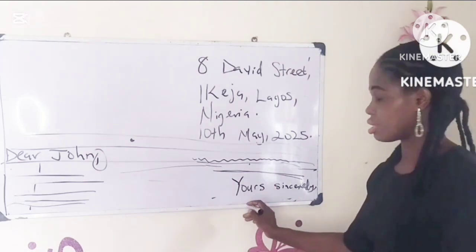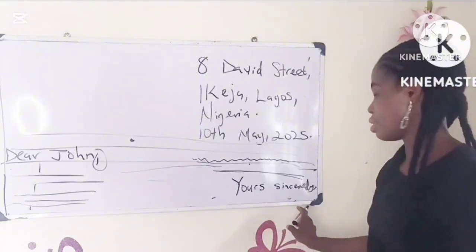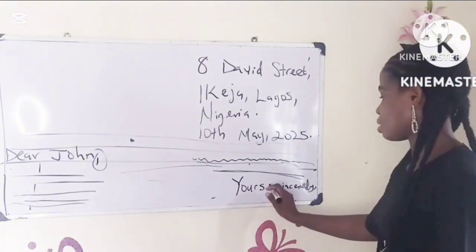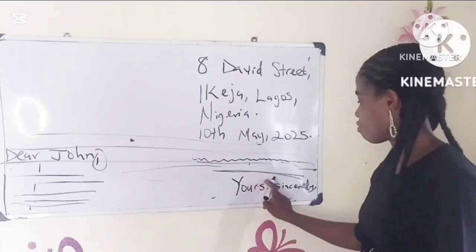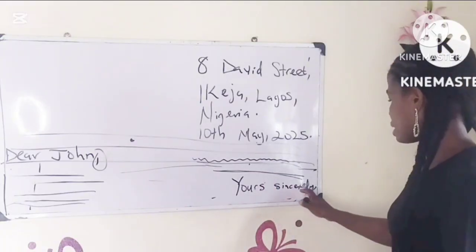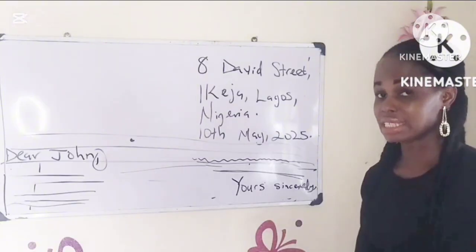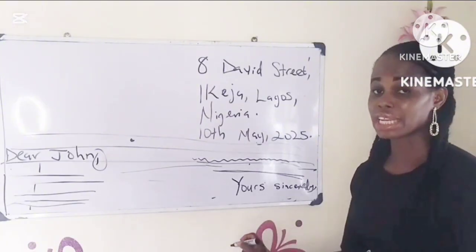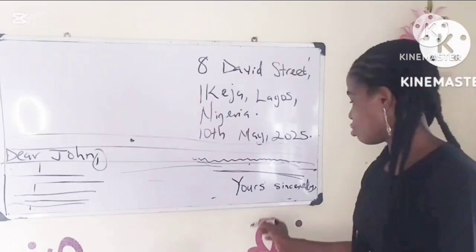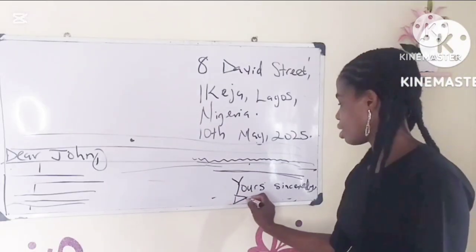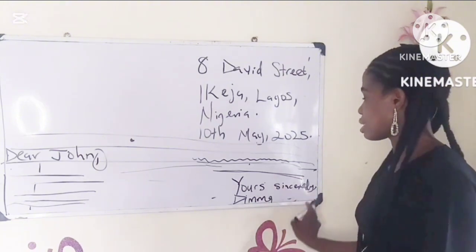Now notice that yours starts with a capital letter Y. No other letter starts with a capital letter. Please, there's no apostrophe anywhere. This is a possessive pronoun. So yours sincerely, make sure you mark off with a comma. Then the next thing to do is to write your name, your first name or your nickname. So you can write, yours sincerely, Dimma.